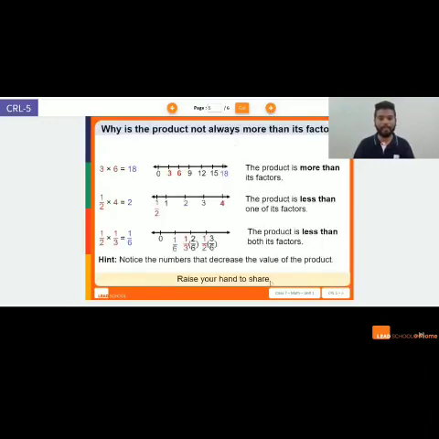It's the same slide, but notice the number that decreases the value of the product. I will give you exactly 2 minutes to note down this slide in your notebook for future reference. Okay, your time starts now.